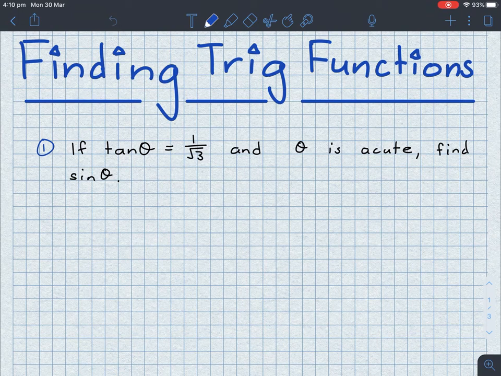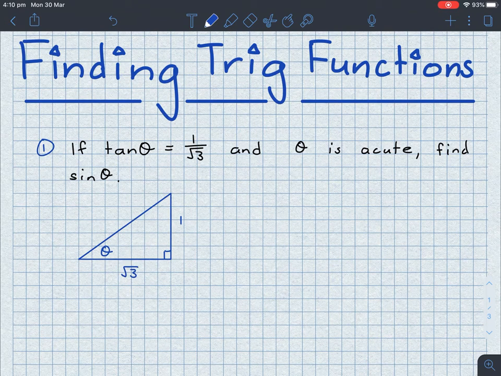If theta is acute, that means we can use a right-angled triangle. I'm just going to say that theta is that angle down in the bottom left corner. Tan theta is opposite on adjacent. So the ratio here is 1 on root 3. So I can write 1 on the opposite side and root 3 on the adjacent side.